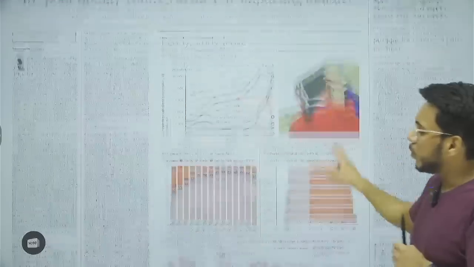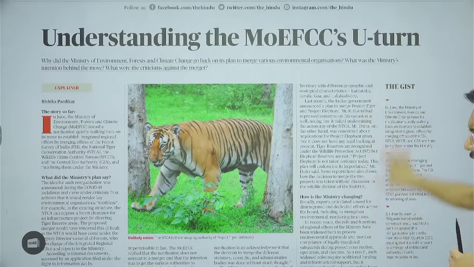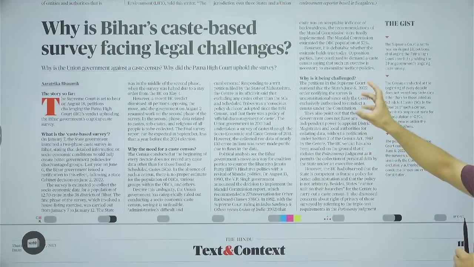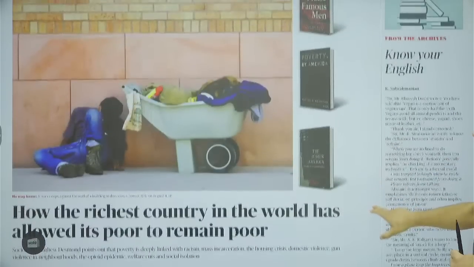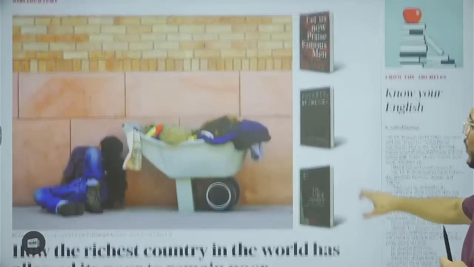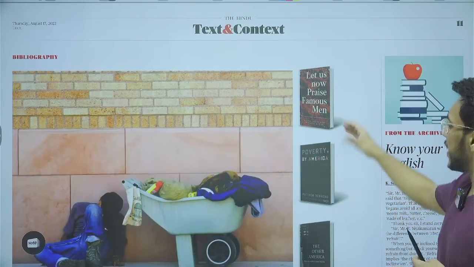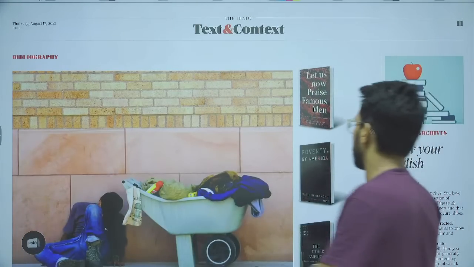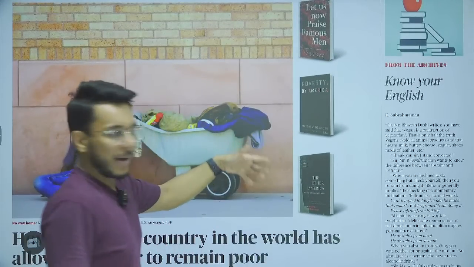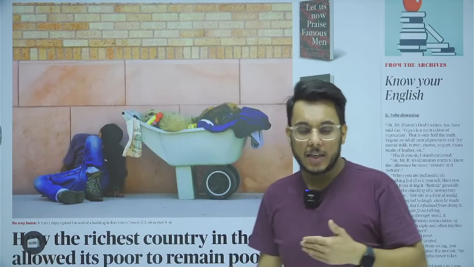Then moving on, guys, Text and the Context: understanding the MoEFCC's U-turn, we'll see this article. Then after that, Why is the Bihar caste-based survey facing legal challenges, we'll see this article also. Then in Text and Context, How the richest country has allowed the poorest to remain poor. Basically this is a bibliography article where they give the premise of certain books, such as Let Us Now Praise Famous Men and The Other America. The article is largely talking about how rich countries such as the US have not given concern to poor people and their concerns.